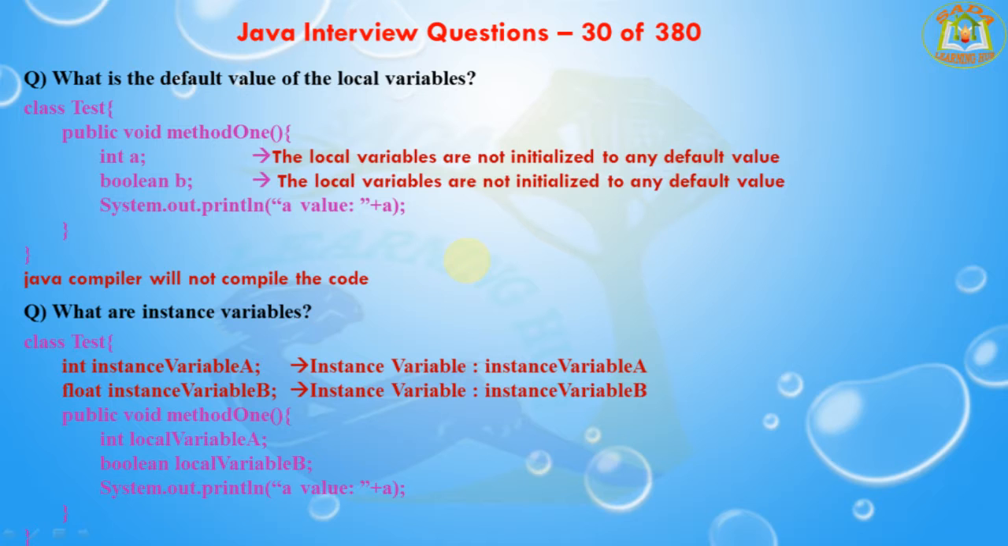If you see this example, I am creating a Test class. In this Test class, I am declaring two instance variables. One is instance variable A and another one is instance variable B. Here the instance variables need not be initialized. Whenever we compile, the instance variables will automatically be initialized to their default values.